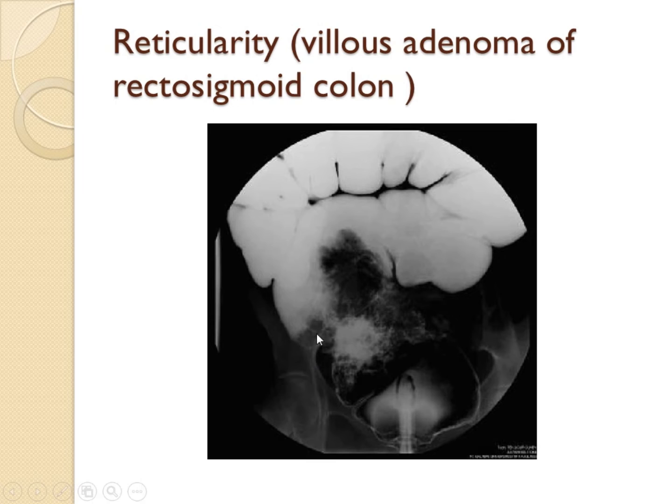Double contrast barium enema, as a net-like pattern. You can see all of this. This is a villous adenoma of the rectosigmoid. Adenoma is a polyp, and it's a big one. Here also, and possibly here another one.